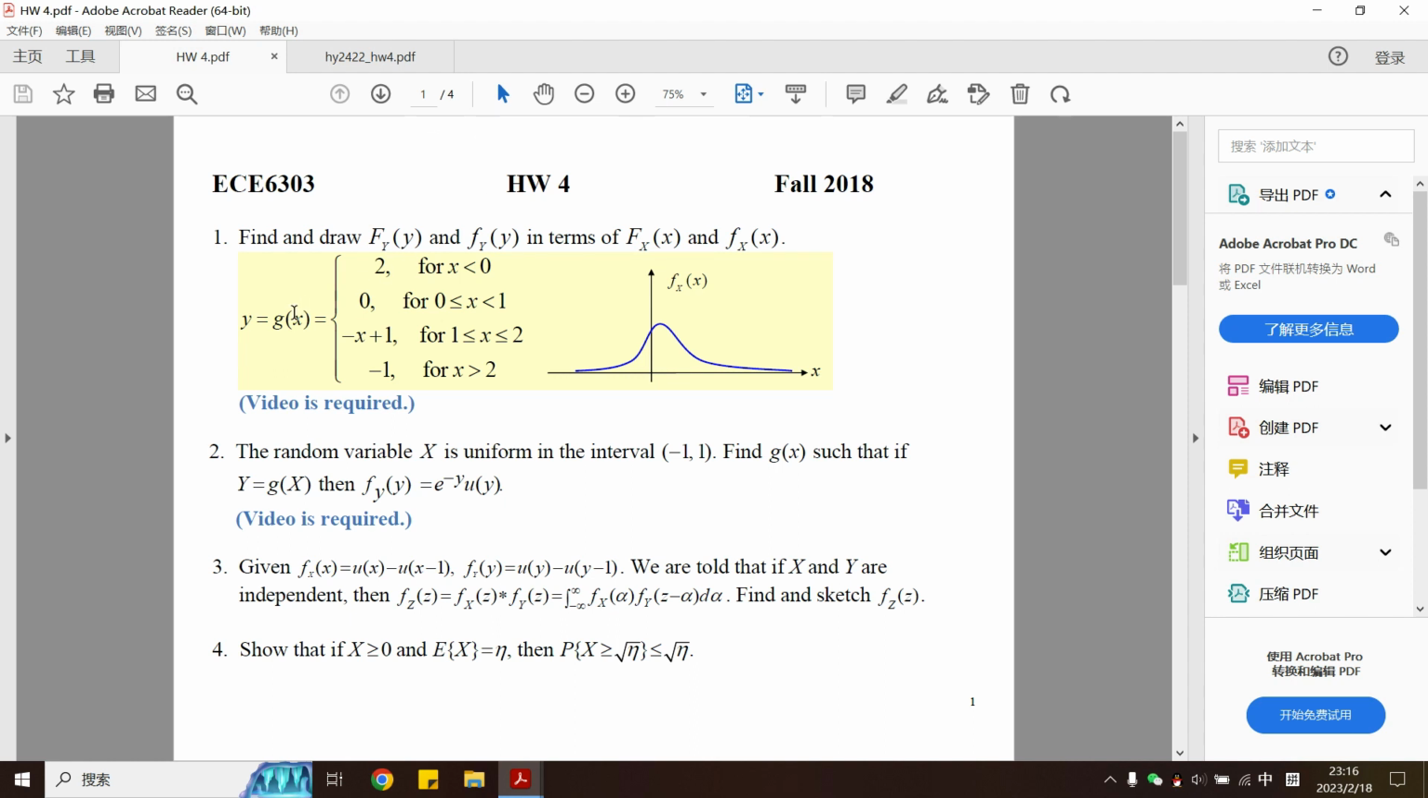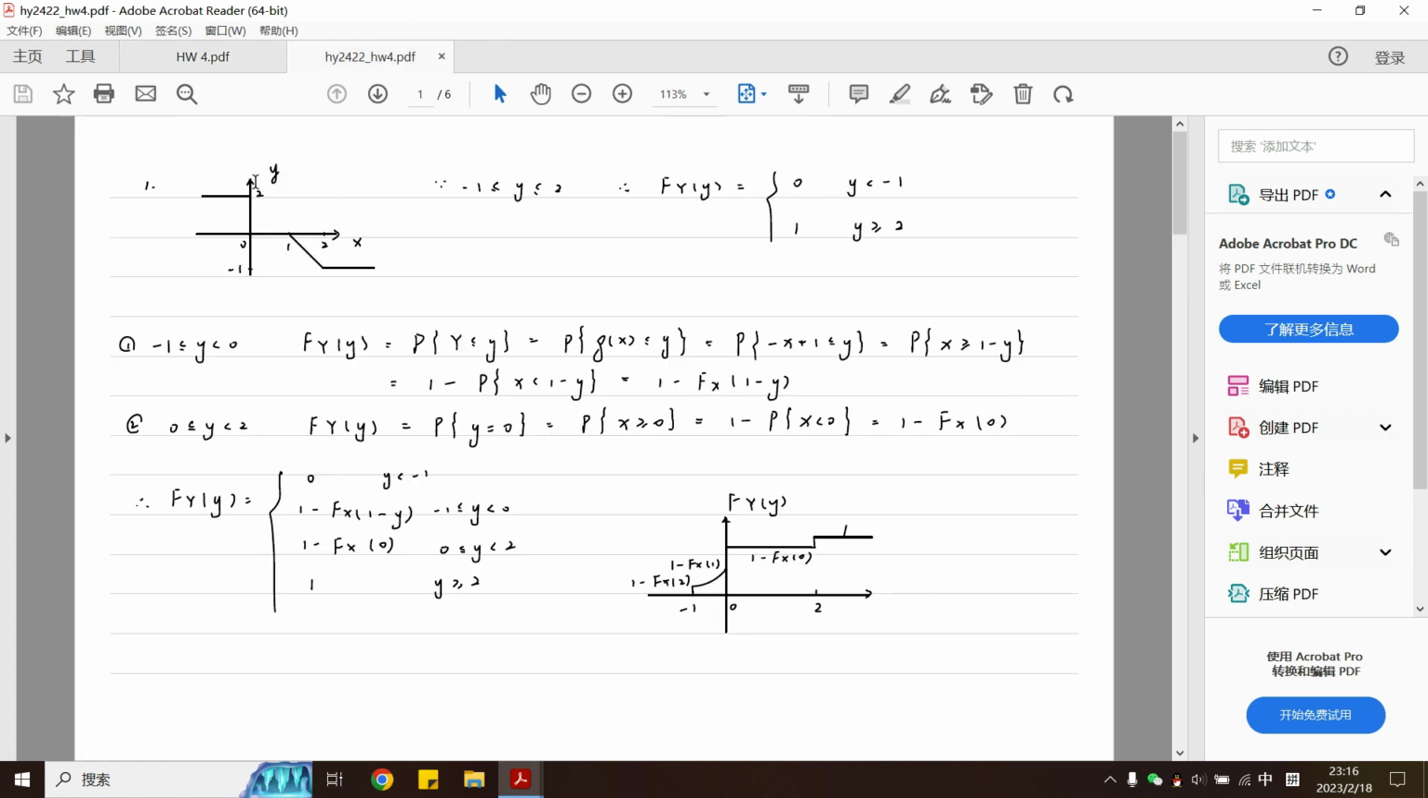So in question 1, we need to find and draw big Fy and small fy based on big Fx and small fx. And also in this question, other information are the figure of small fx and the function y equals to function g(x). So firstly, we can draw this function y equals to g(x).